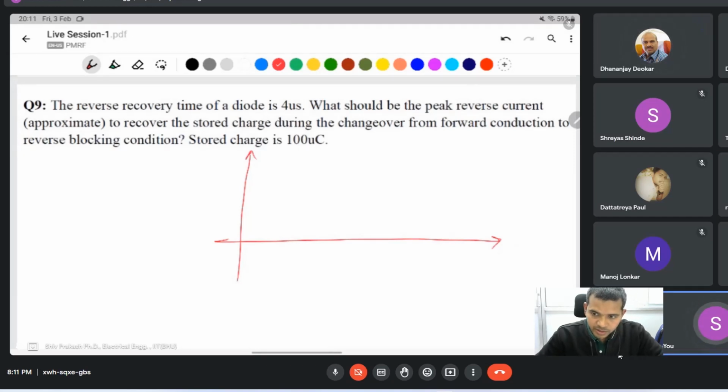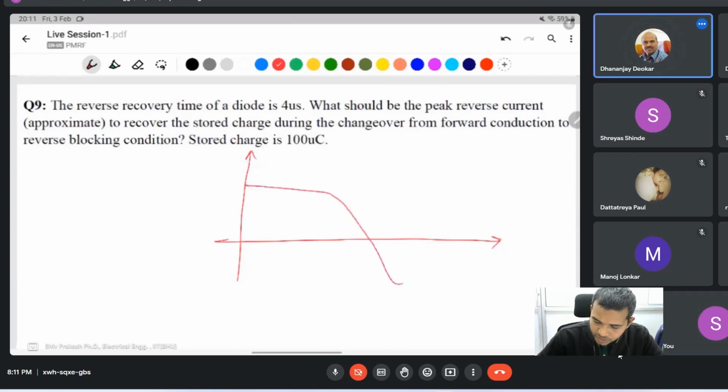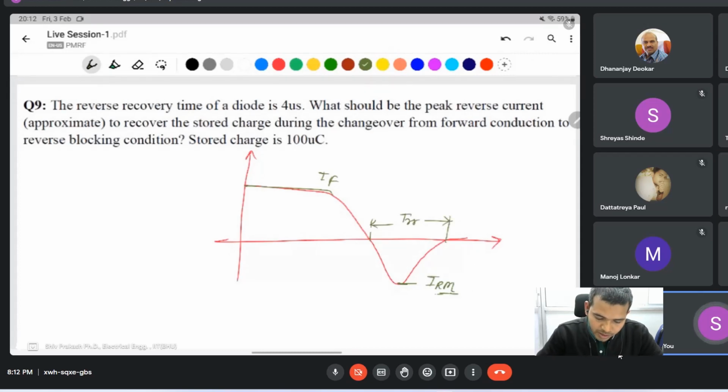We have a reverse recovery characteristic like that of any diode. This one is the forward current, IF. This one is the reverse current. The maximum reverse current, you can say IRM. This one is the time of reverse recovery, TRR. The reverse recovery time of the diode is given, and you can also divide it into TA and TB.